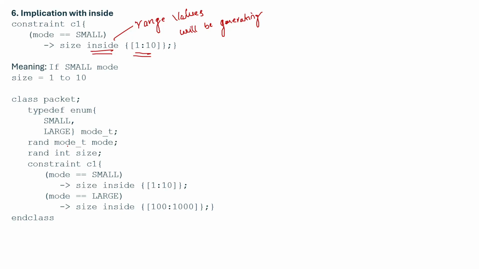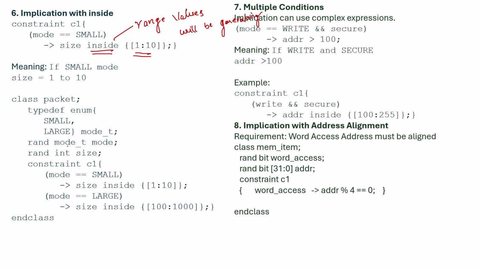This constraint is changing. Same way, multiple conditions. Multiple conditions means one condition is true. Okay, it depends upon the condition. See, this is the one condition, and if the condition is true, then only the mode value will be high. Okay, mode or enable, both are same.